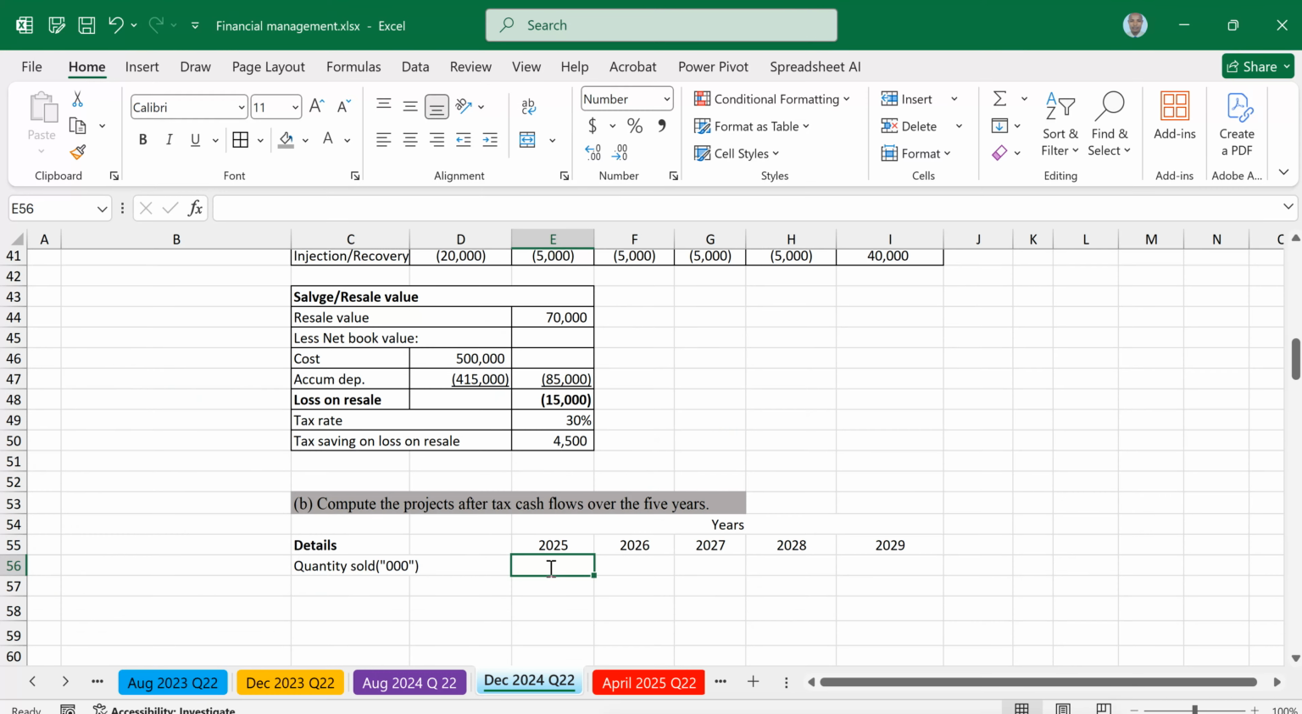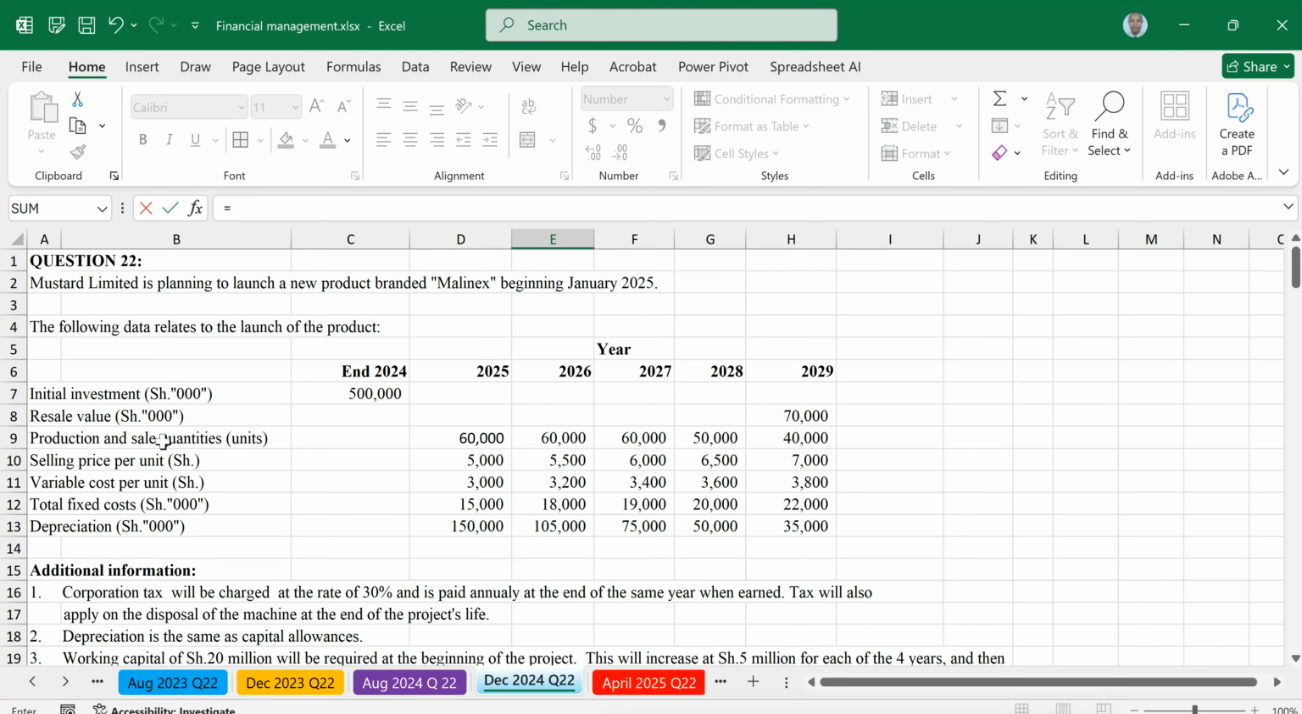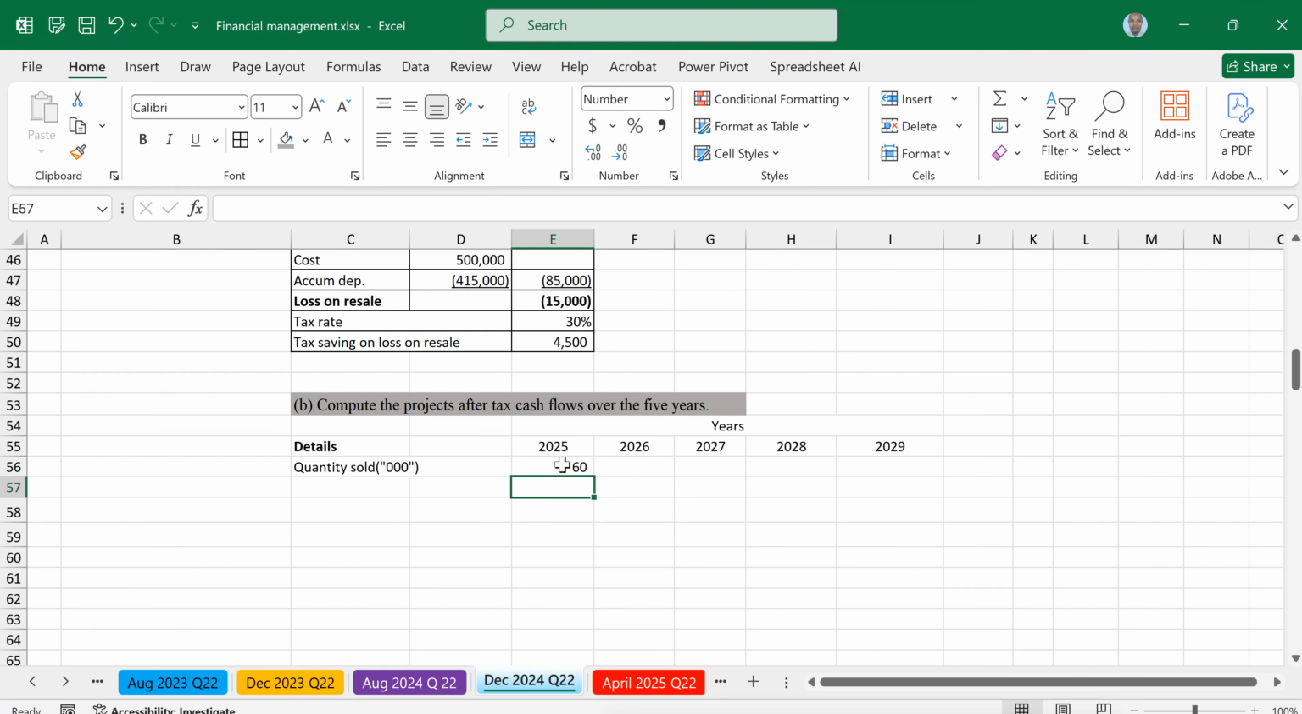Equal sign. These are not truncated, so you can see 60,000 in full. It's not truncated while everything else is truncated. So this will be 60,000 divided by 1,000. Enter. Drag across. So you just divide with 1,000.